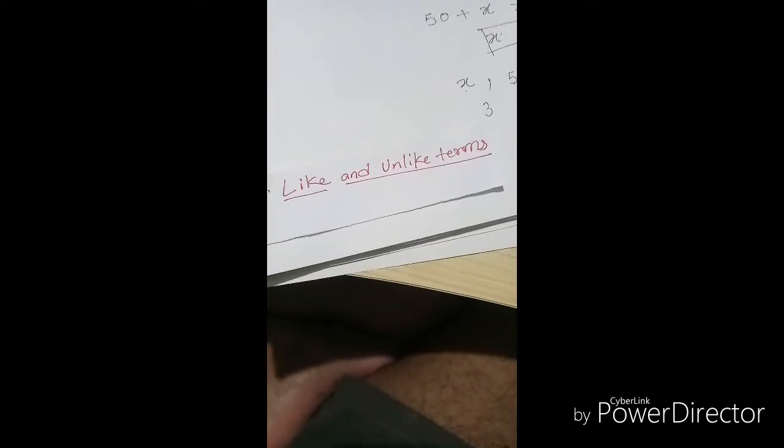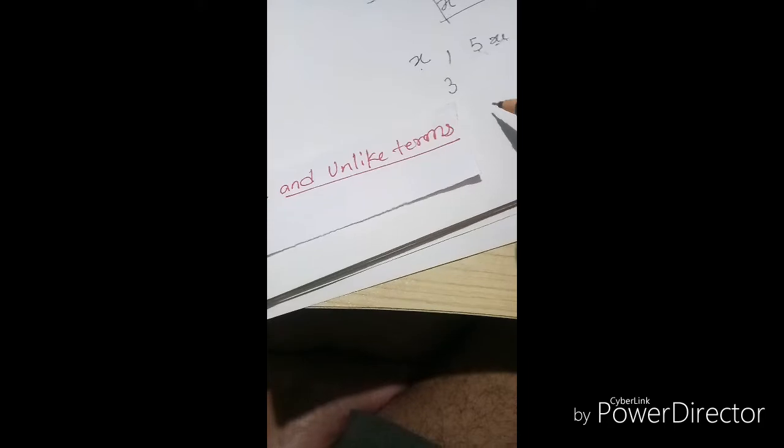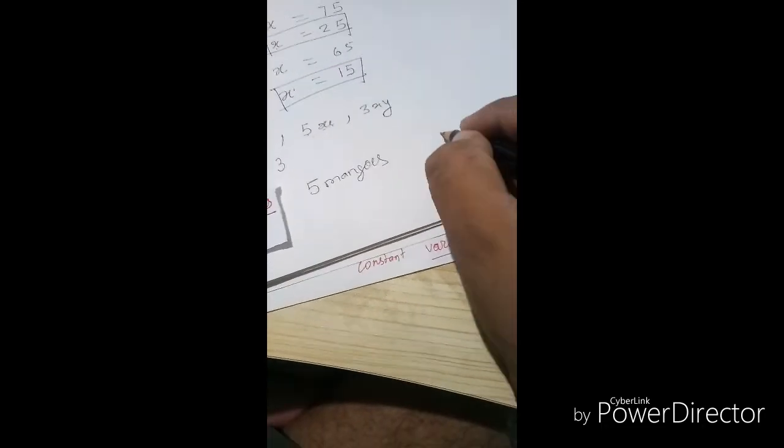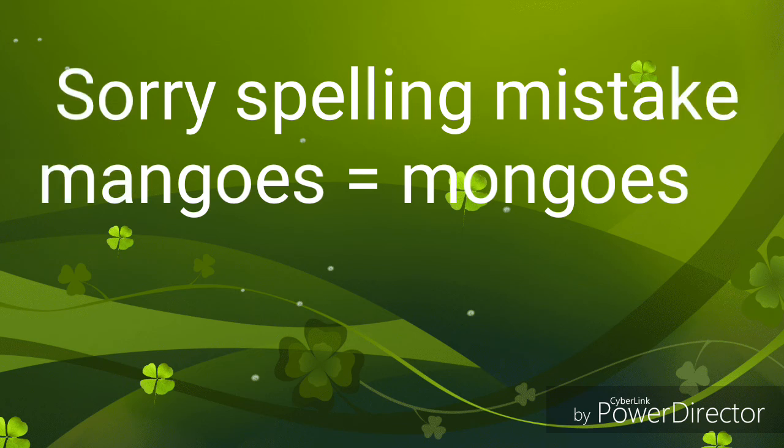So the fourth point to discuss here is called like and unlike terms. It's very simple. If I tell you I have 5 mangoes, and you have 19 mangoes, so both have the same or different things? Same, right? So this mango is the same at both the places.